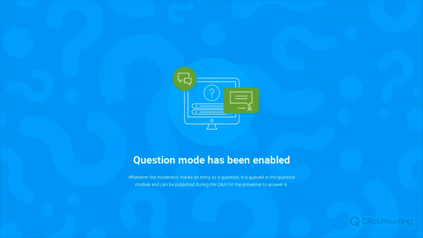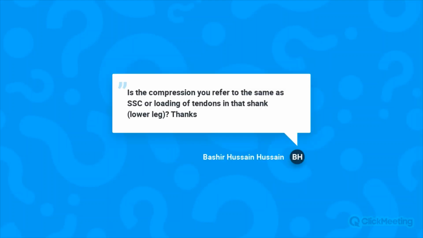Okay, thanks, Mark. Another question in, it's about the compression. Is the compression you refer to the same as stretch shortening cycle or loading of tendons in the shank, lower leg?